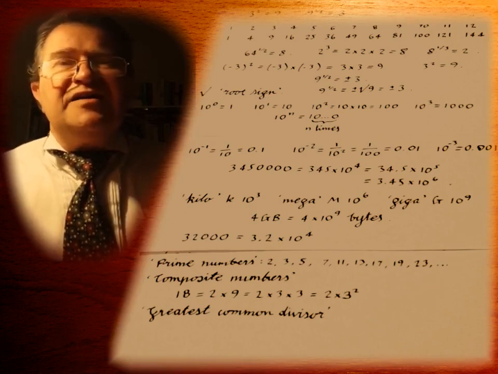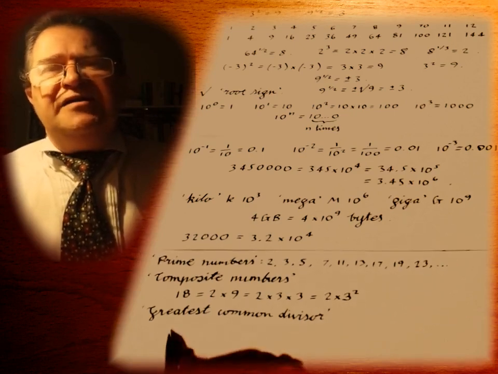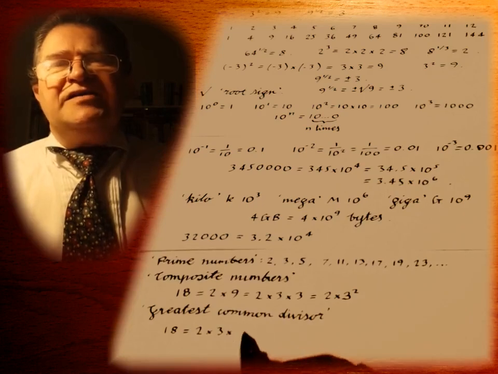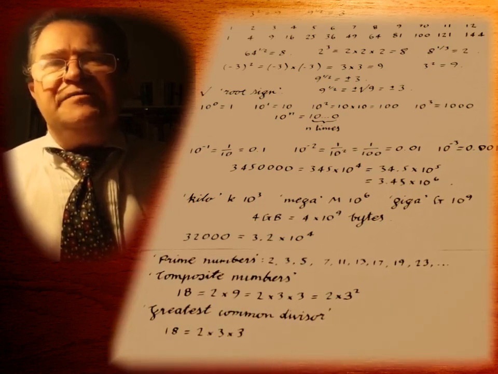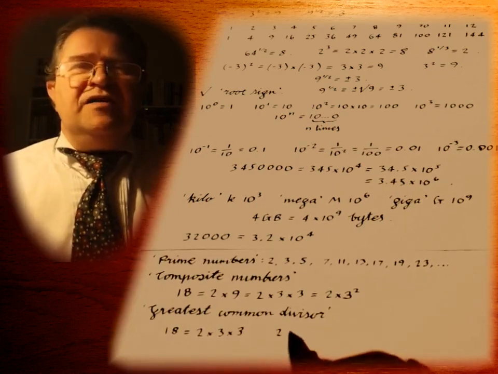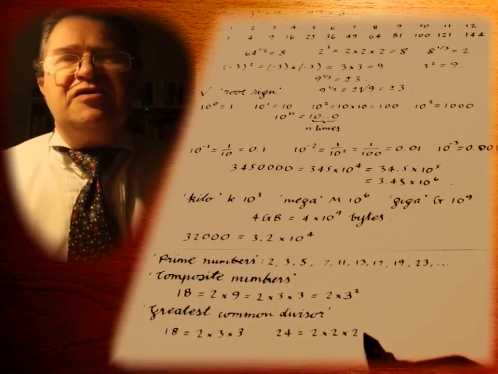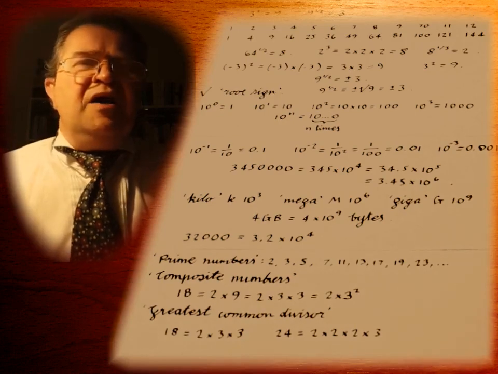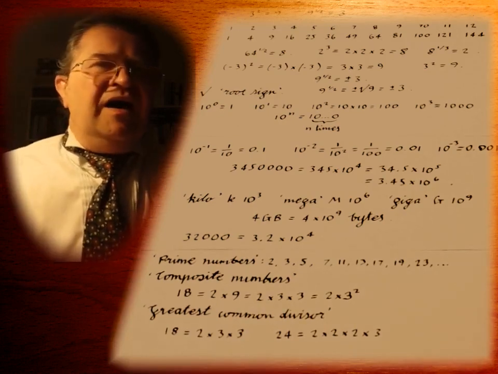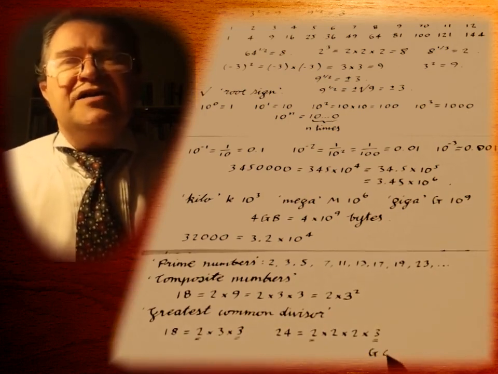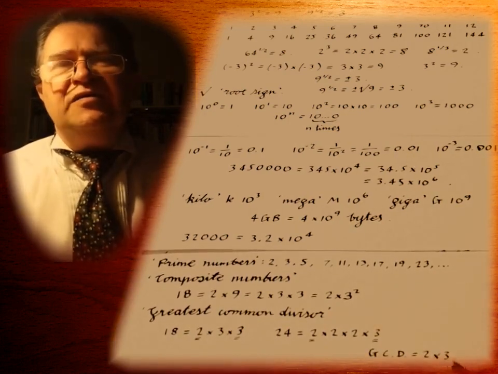A concrete example is the numbers 18 and 24. So 18, we've already seen, is 2 times 3 times 3. And 24, you can verify, is 2 times 2 times 2 times 3. The common primes there are a 2 and a 3. And so the greatest common divisor is 2 times 3 equals 6.